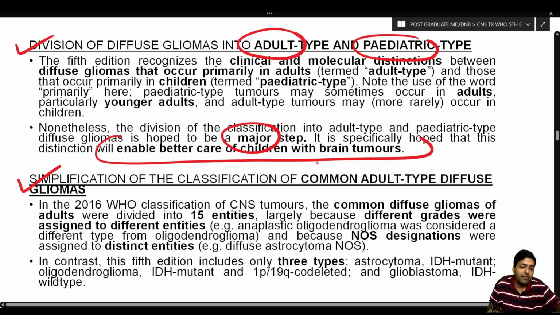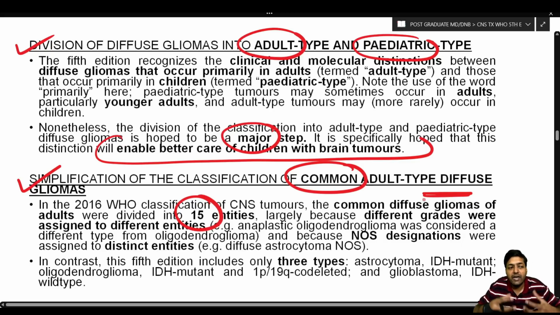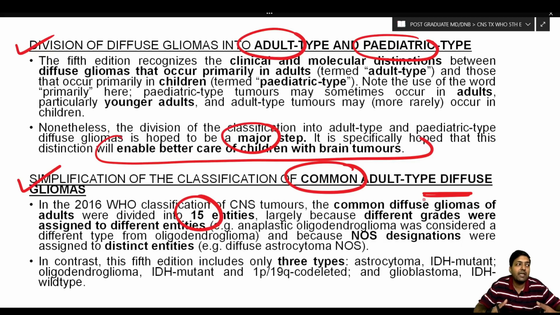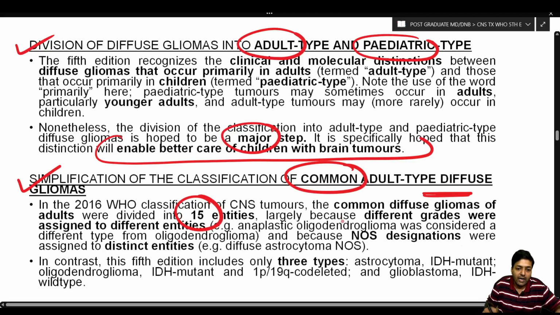Second is the simplification of the classification of common adult type diffuse gliomas. If you see, earlier there were 15 entities. Why? Because of different grades. Every different grade tumor had its own name in the previous edition. For example, there was anaplastic astrocytoma, which was a separate entity. That is no more recognized. And very important, there were many tumor entities with NOS designation. Again, this NOS designation is not there.